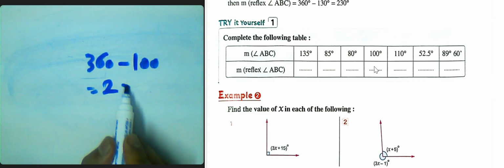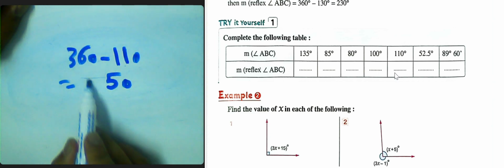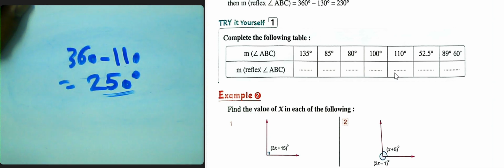360 subtracted by 100. The result will be 260 degree. And here, 360 subtracted by 110. 6 minus 1 equals 5, 3 minus 1 equals 2. The result will be 250 degree.